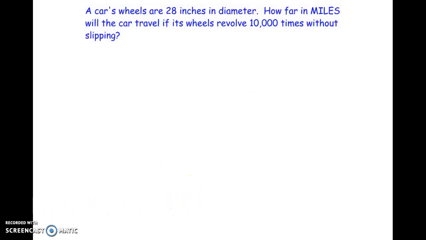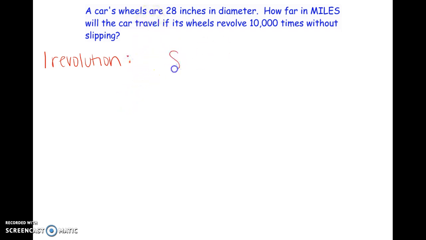Example 3: a car's wheels are 28 inches in diameter. How far in miles will the car travel if its wheels revolve 10,000 times without slipping? So we're going to break this down a little bit at a time. If you haven't tried it yet, I'd love for you to try it on your own and then check back in with me. But let's talk about just one revolution. Instead of revolving 10,000 times, let's look at one time.